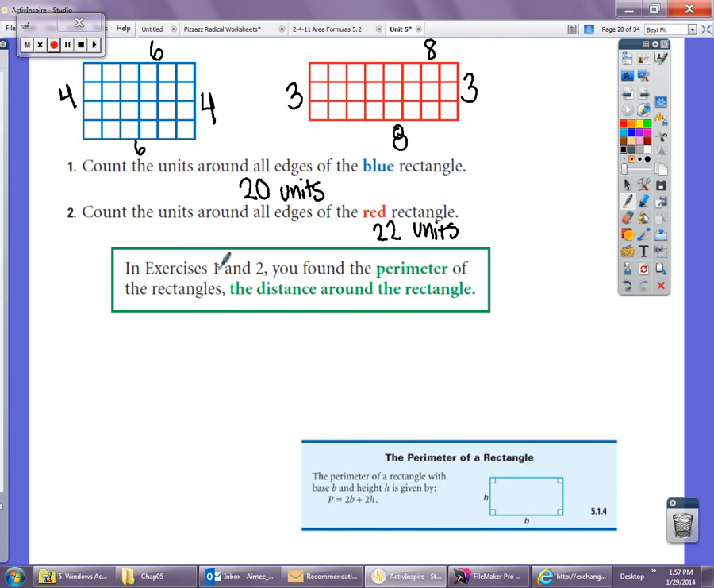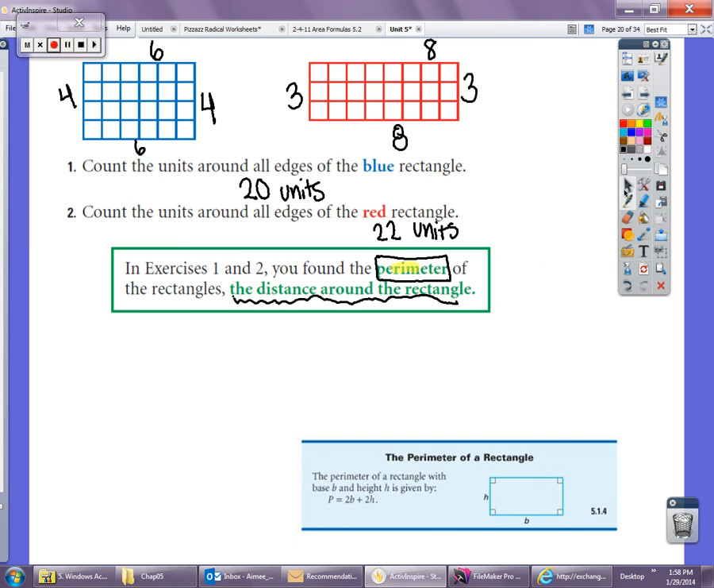So what you just did in exercises 1 and 2 is you found what's called the perimeter. It is the distance that goes around, and I like to pull this word out: it goes around the rim of the figure, perimeter. The formal definition is the distance around the rectangle.